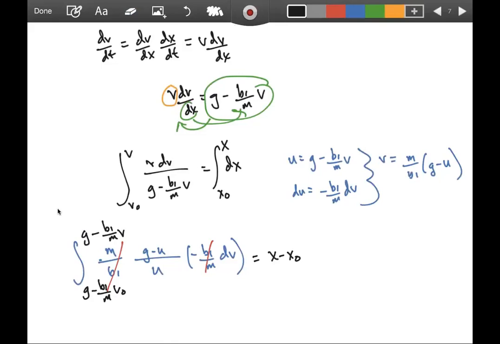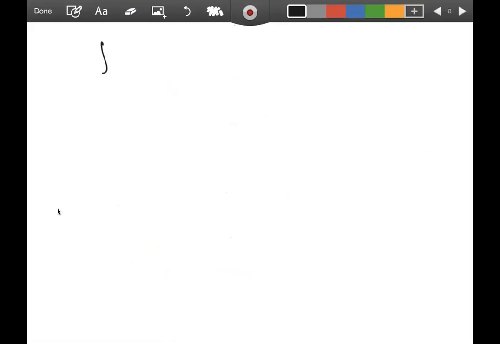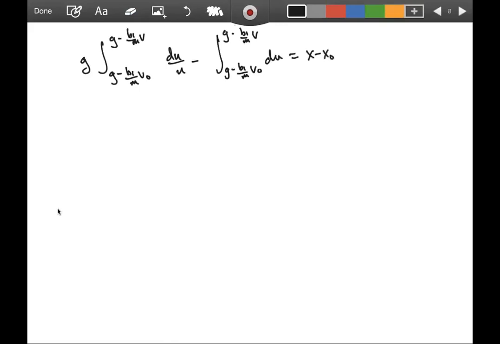So let's go ahead and do that. Putting all this stuff together, I'm trying not to make any math mistakes. I get the integral from g minus b1 over m v0 to g minus b1 over m v. I'm going to pull out the g over here, so I get a du over u, minus the integral from g minus b1 over m v0 to g minus b1 over m v of du, which is then equal to x minus x initial.